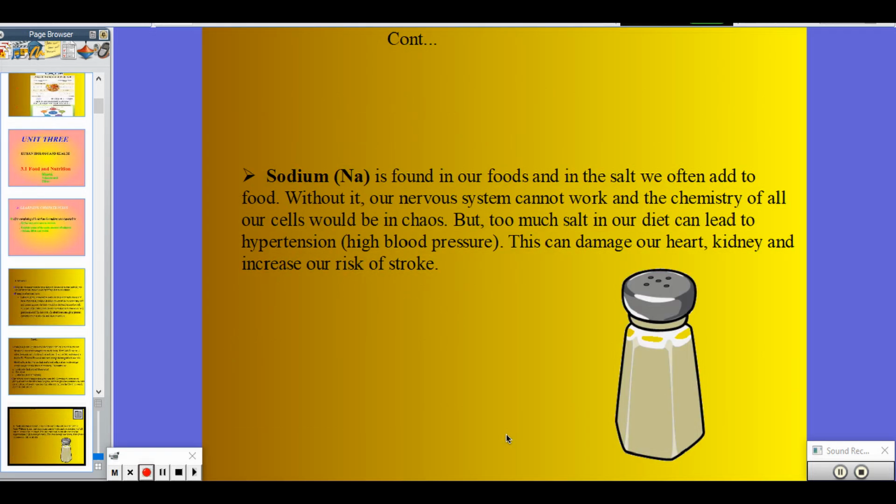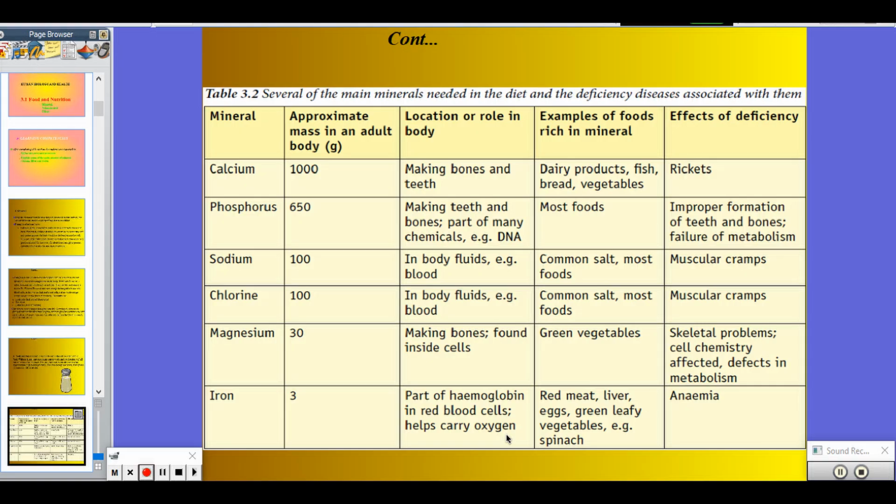The third mineral is sodium, which is found in our foods and in the salt we often add to food. Without it, our nervous system cannot work and the chemistry of all our cells would be in chaos. But too much salt in our diet can lead to hypertension or high blood pressure. This can damage our heart and kidneys and increase our risk of stroke. Finally, this is a section of Table 3.2, which is cropped from your textbook.